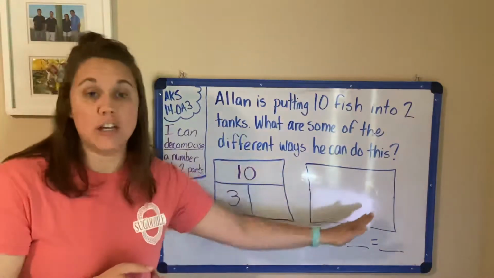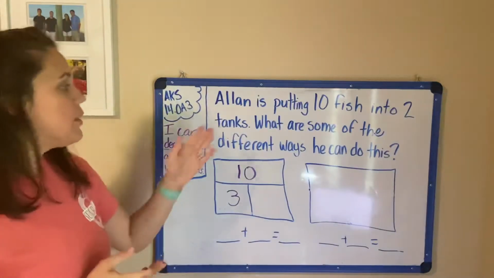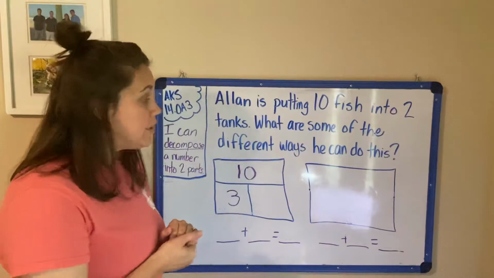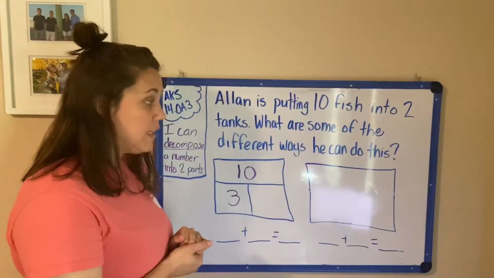So we're going to look at how to solve this. We're going to look at how to draw them. We're just going to learn everything about them this week. Let's go ahead and read our word problem and get started. Alan is putting 10 fish into 2 tanks. What are some of the different ways he can do this?